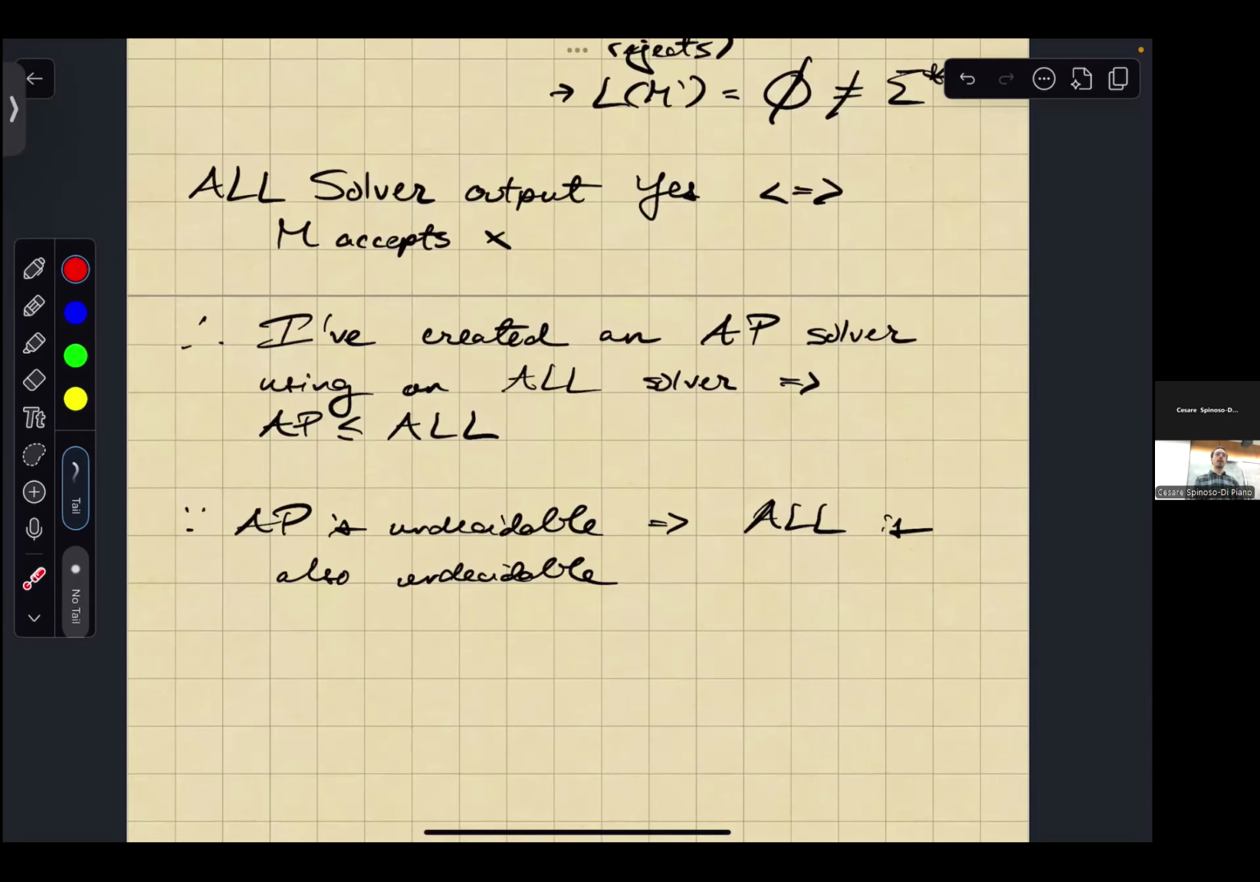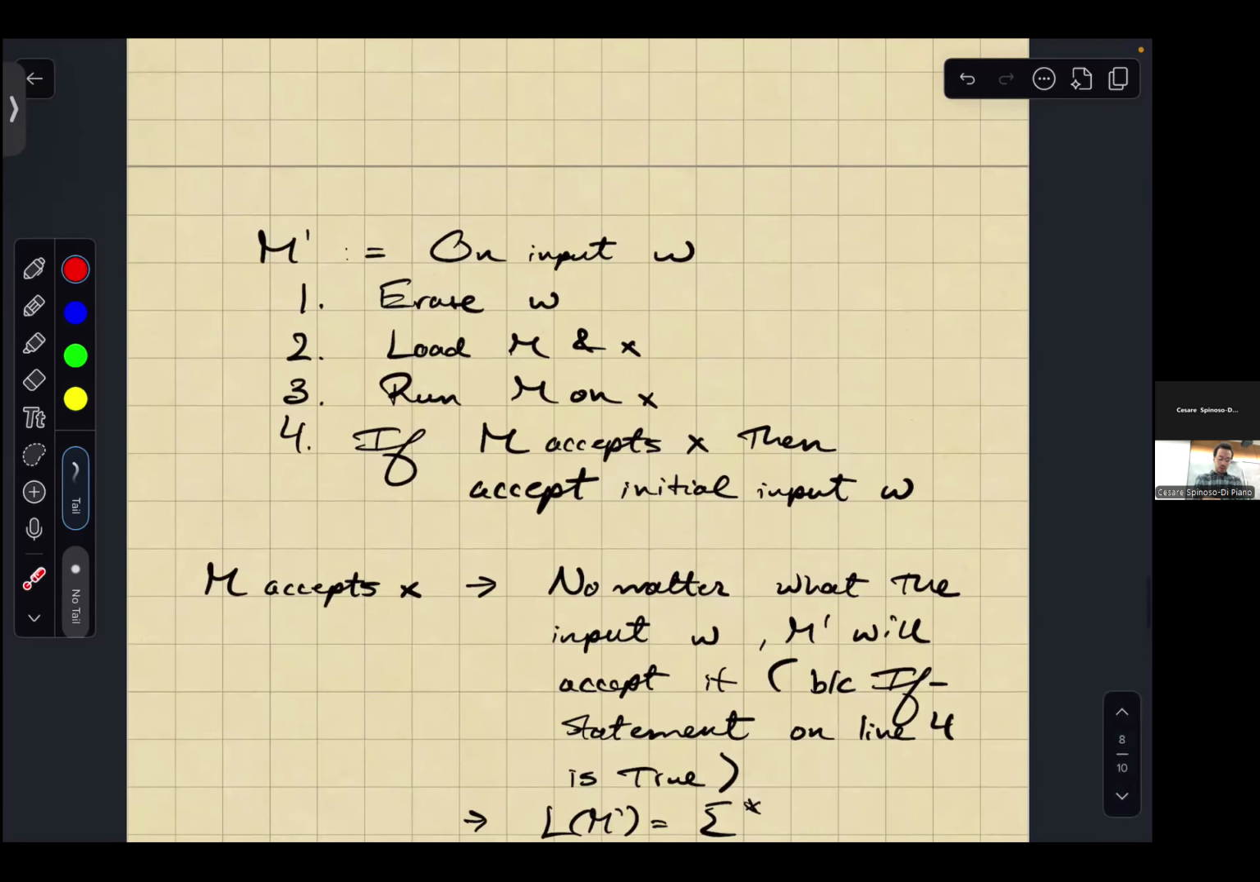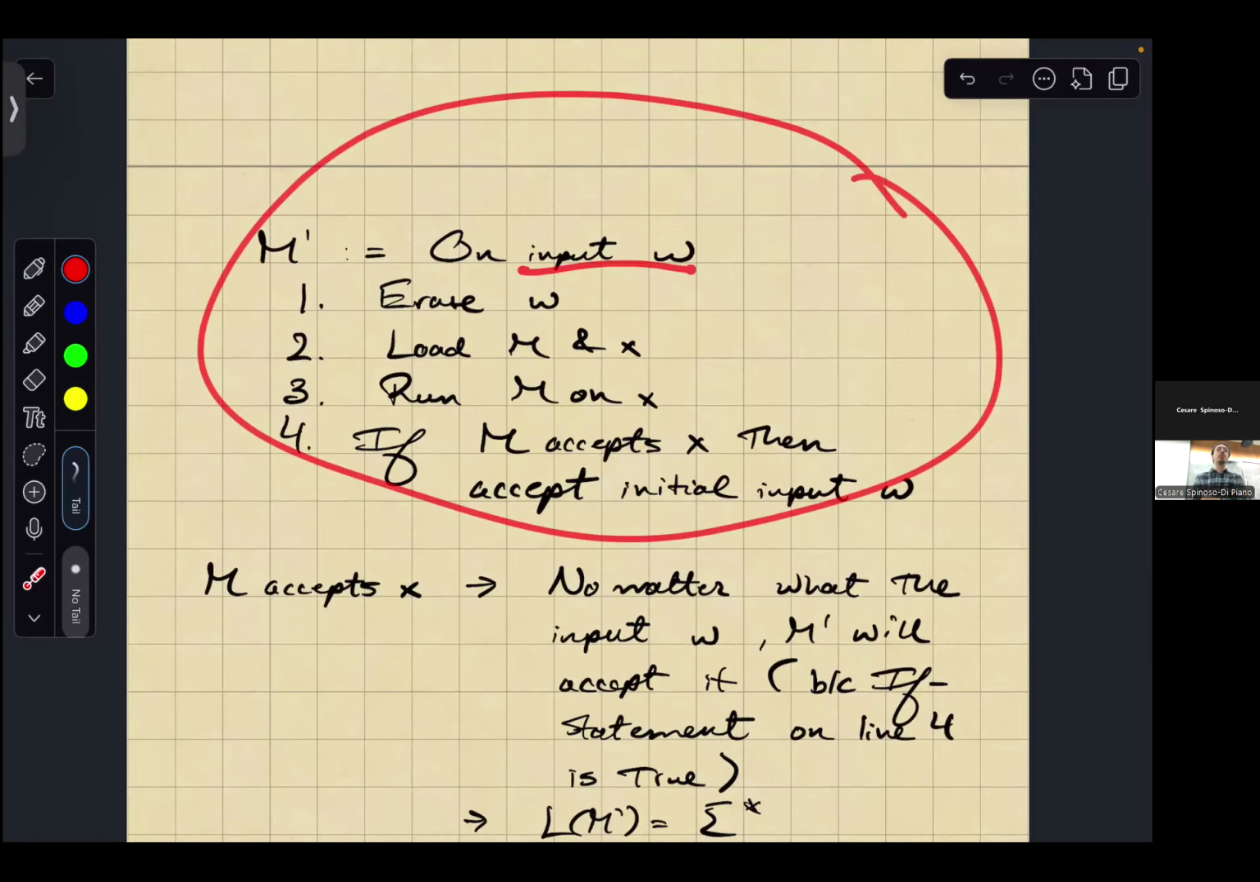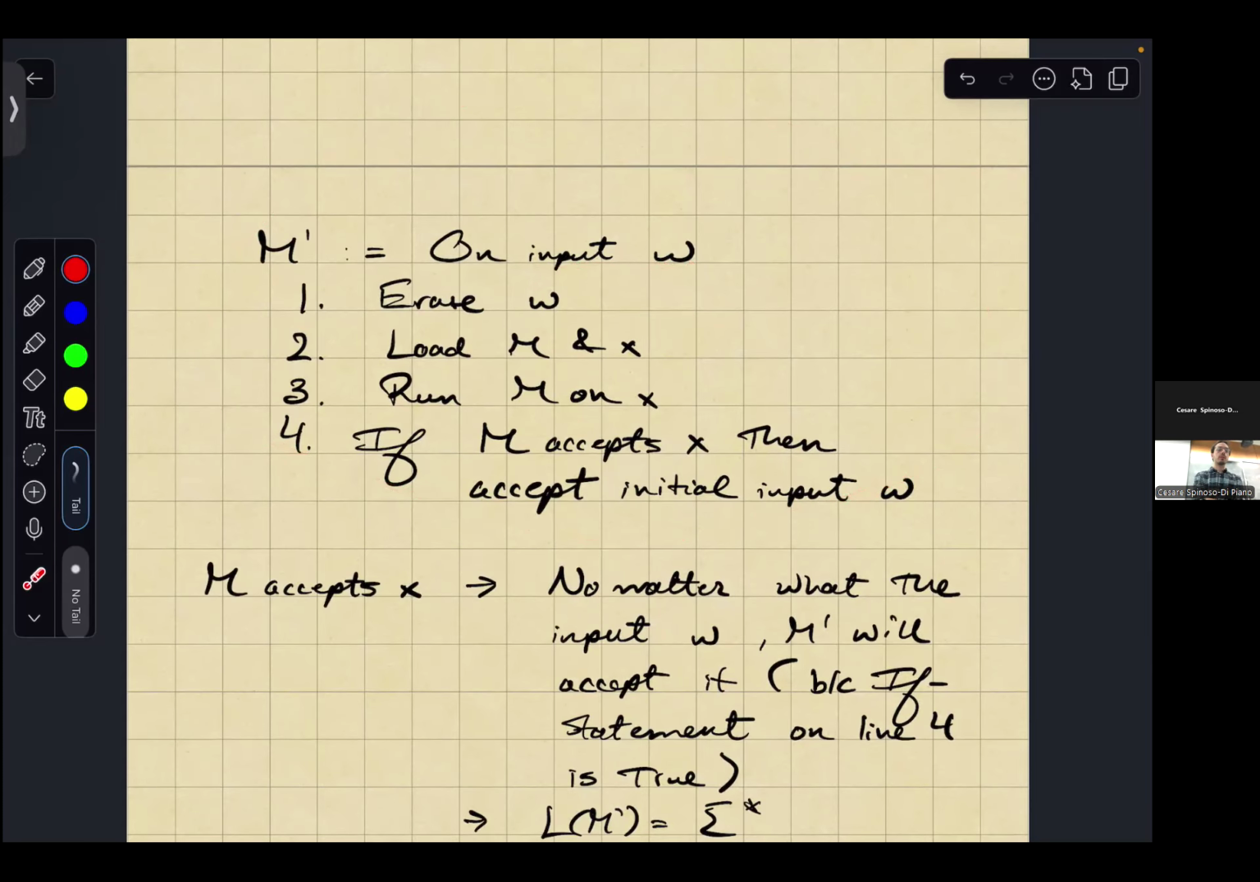Nice. Any questions? Yeah, you had a question? What does it mean that the language of Turing machine M prime is equal to the empty set? That just means that the Turing machine M prime that I created here, on any input W, never accepts. It either loops or it rejects. So it's kind of like saying the language accepted by the DFA is empty. It's the same idea. Make sense? Okay. Yeah, other question?